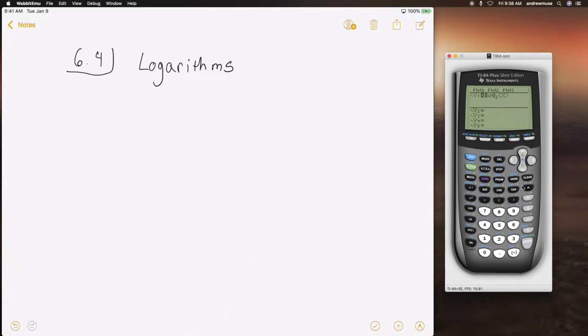6.4 is going to be over logarithms. So let's define what a logarithm is. We're going to call them logs for short. They're just inverses, or an inverse, of exponentials.